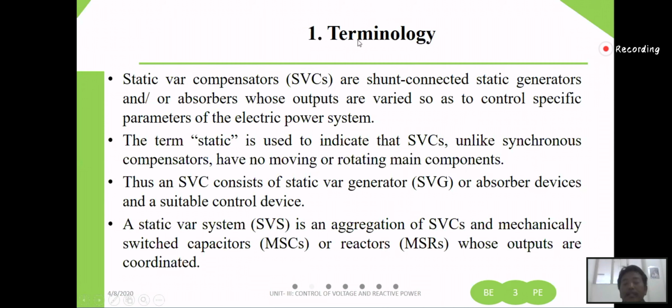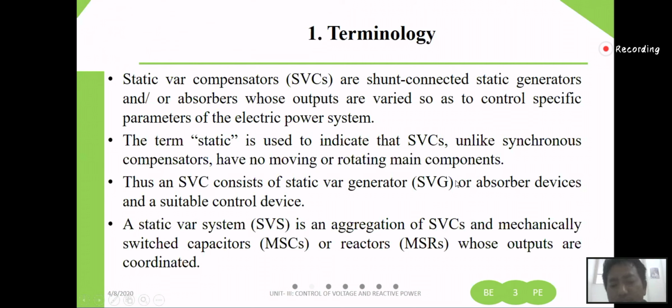Okay, so you have already learned about the synchronous compensator, meaning the synchronous condenser. Like you might have seen there, there will be a moving part, but unlike synchronous compensators, SPCs will not have a moving part, which is why it is called static. Then an SPC consists of a static VAR generator or absorber. The static VAR generator we will normally abbreviate as SVG.